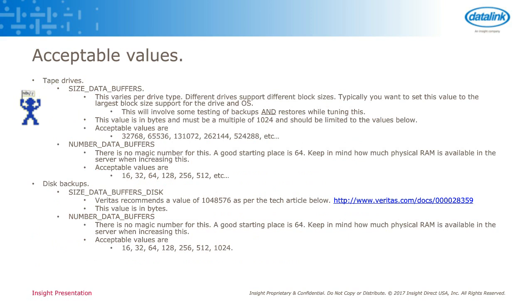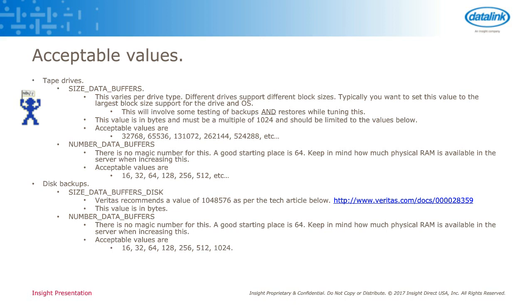So we'll talk about the acceptable values. These numbers have to be in a standard block size. For the size data buffers, the size has to be in multiples of 1024, and the acceptable values are listed below there, starting at 32768, and it's basically double it each time to give you your block size.